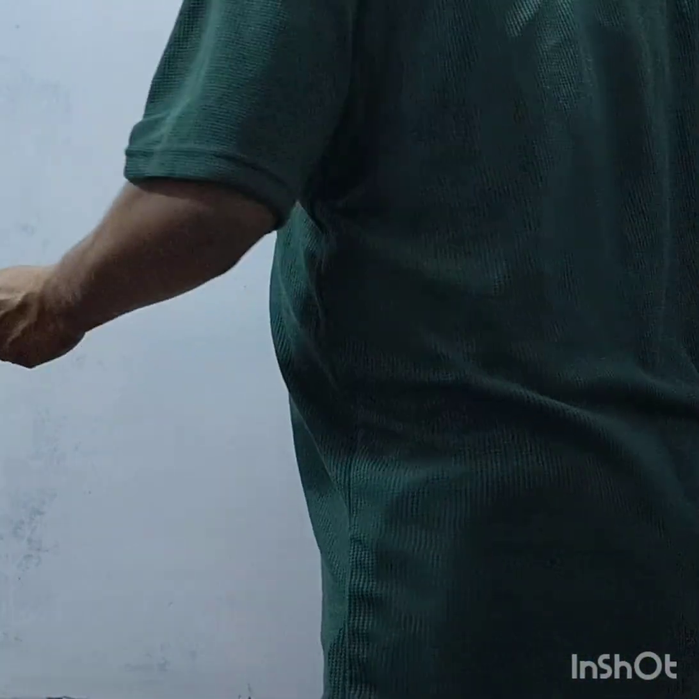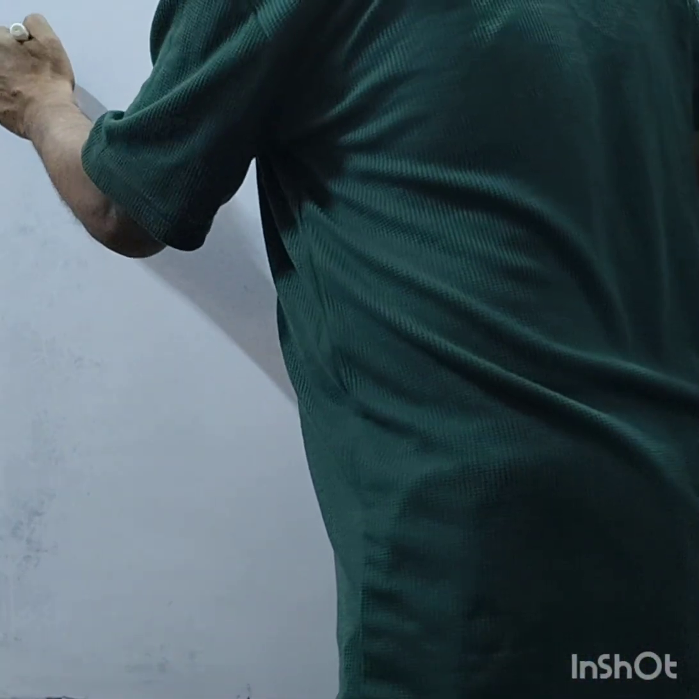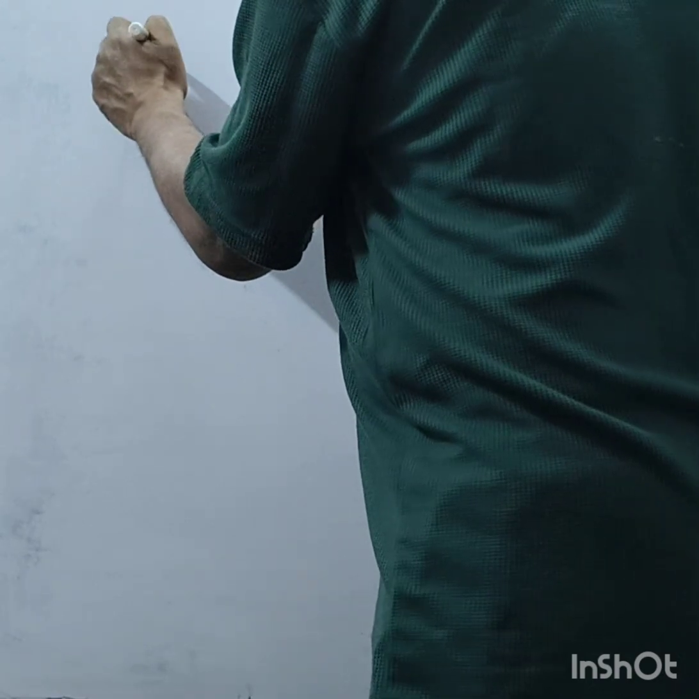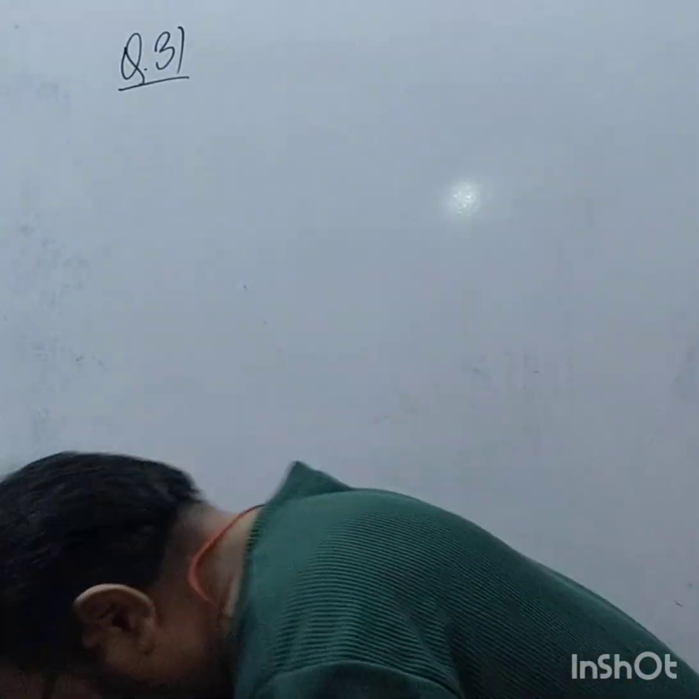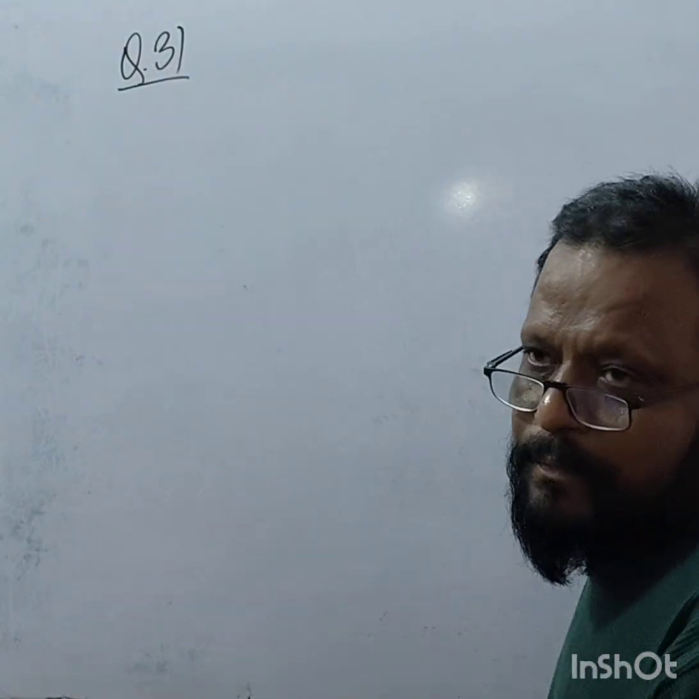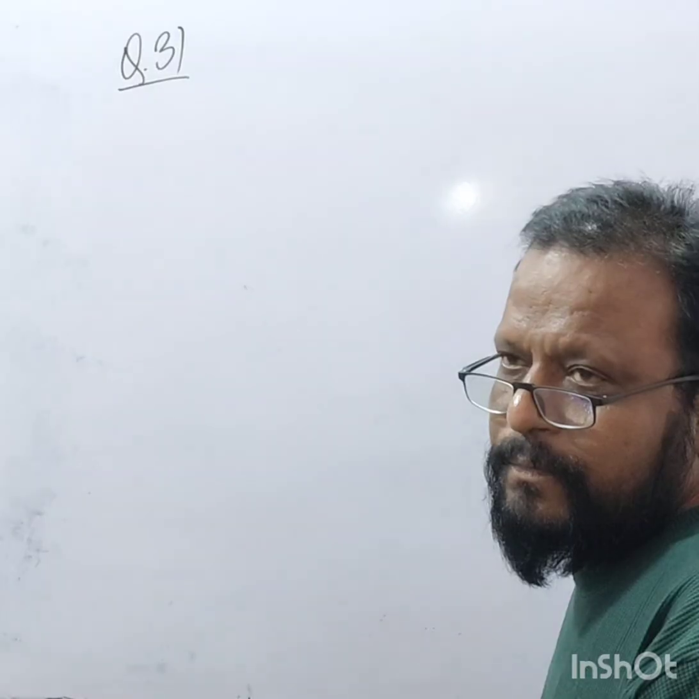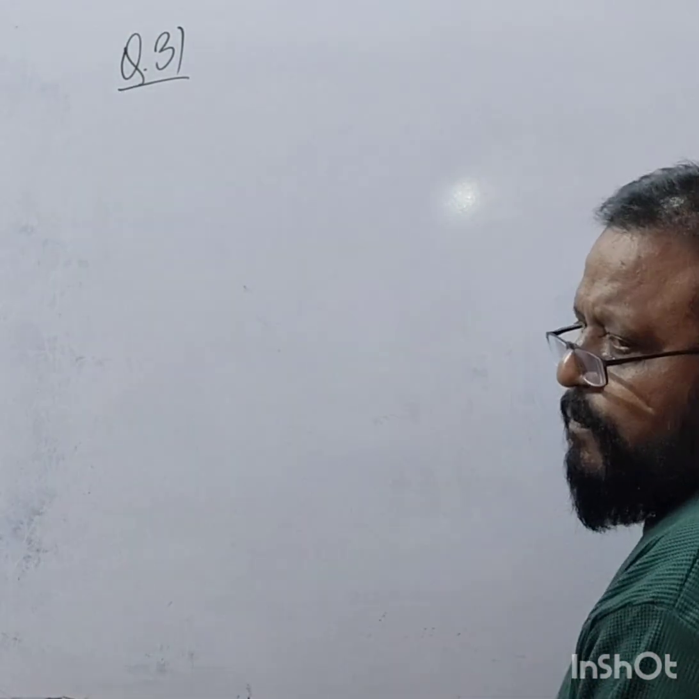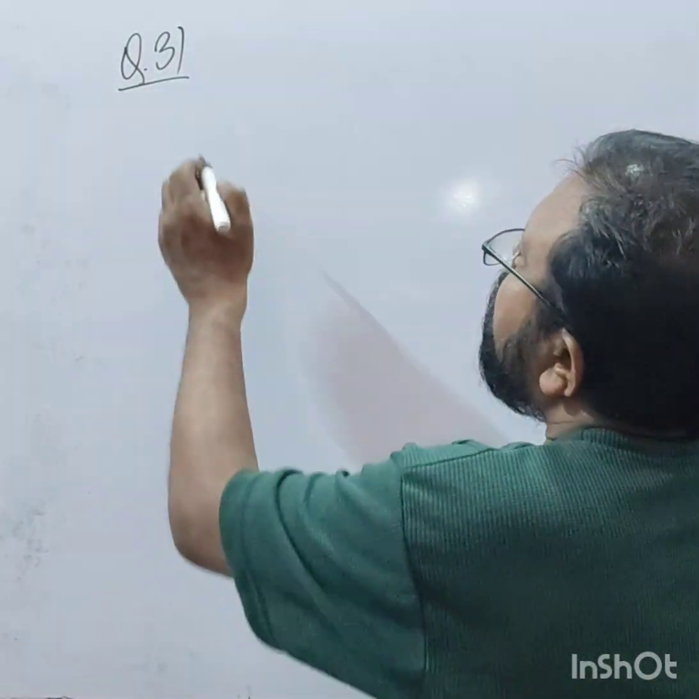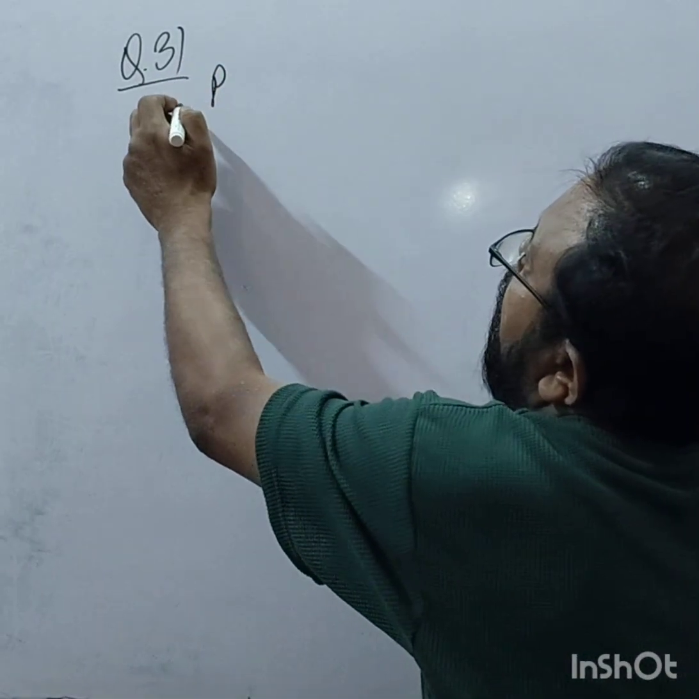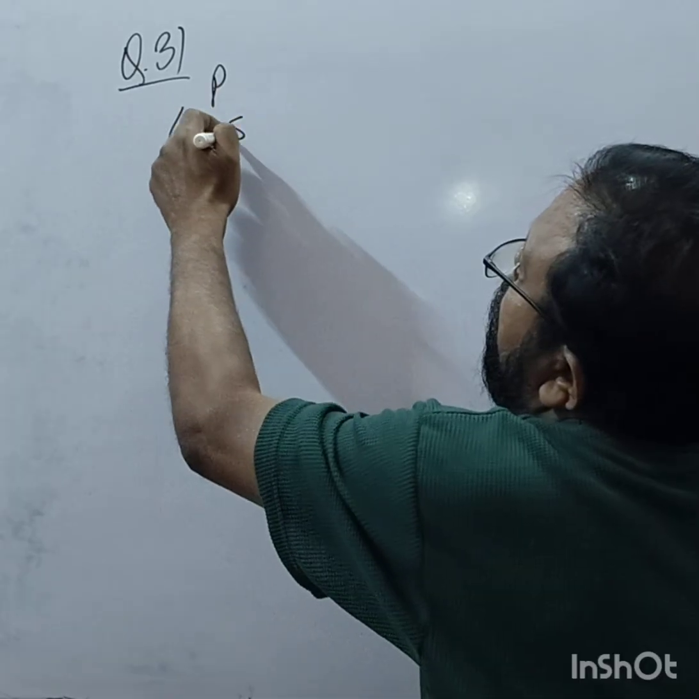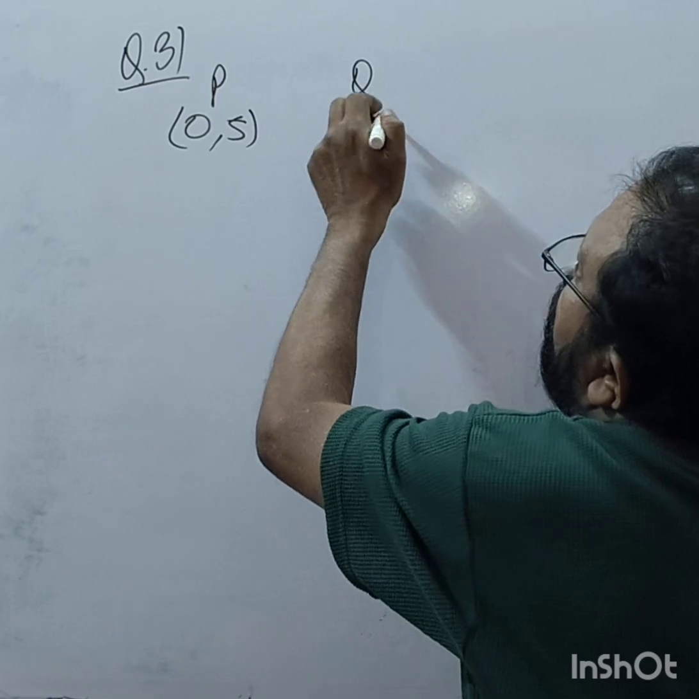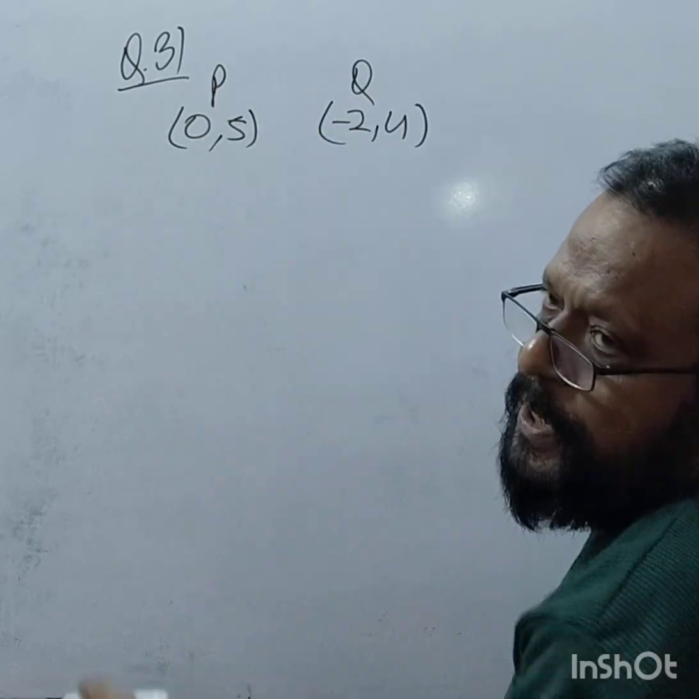What is your question number? Question number 31. Use a plot paper. For this question, take 10 small divisions equal to 1 unit. P and Q have coordinates 0, 5 and minus 2, 4. Okay, these are the coordinates of P and Q.